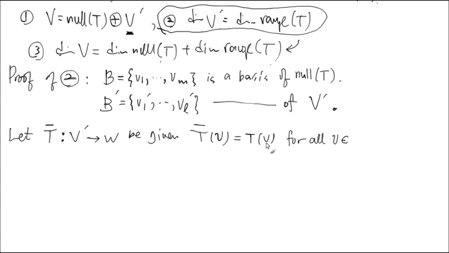What are we plugging in here when you define the function T bar? I'm about to define this function going from V prime to W, and here's the formula. But where is this v coming from when you define a function in this way? V is coming from where? V prime, that's right. V prime. That's the domain. We only have to give a meaning that if I have a vector in V prime, what are you going to do? Just use the original formula.